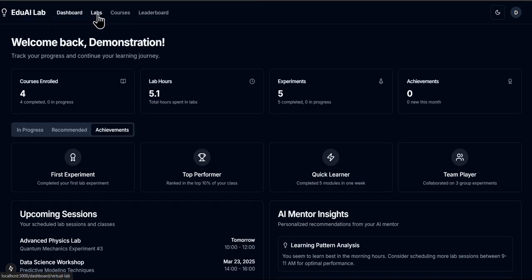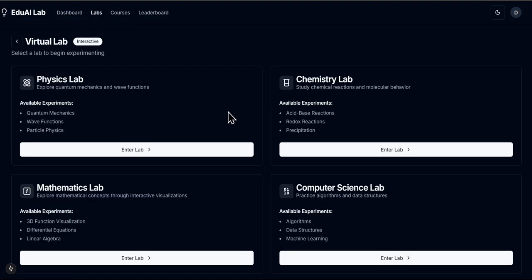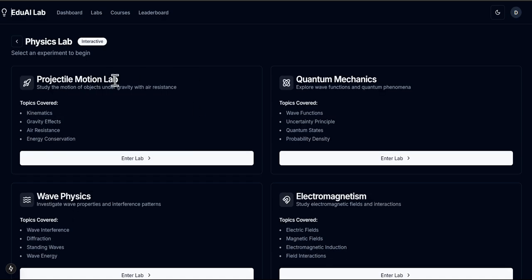Now, if we go to labs, we have four kinds of labs at the moment: physics lab, chemistry lab, mathematics lab. I'll show you each of them. In physics lab, currently the working lab is projectile motion lab.